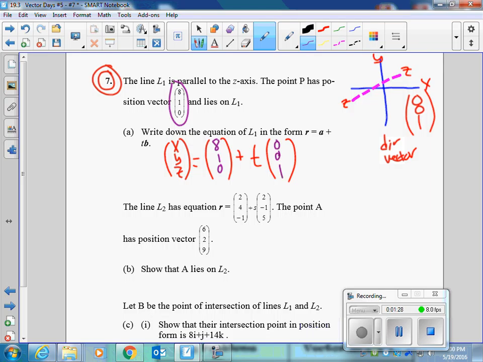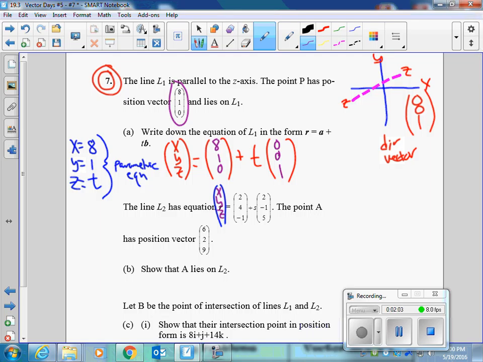And just for future reference, the 3 parametrics are going to be X equal to 8 plus 0, Y is equal to 1 plus 0, and Z is equal to 0 plus T. This is the parametric that you're going to need to know. Write these down if you didn't get them. Line 2 has an equation. Whenever you see R, you can change it into what? X, Y, Z. Yep.